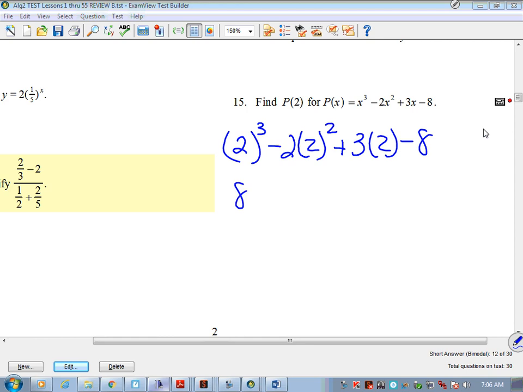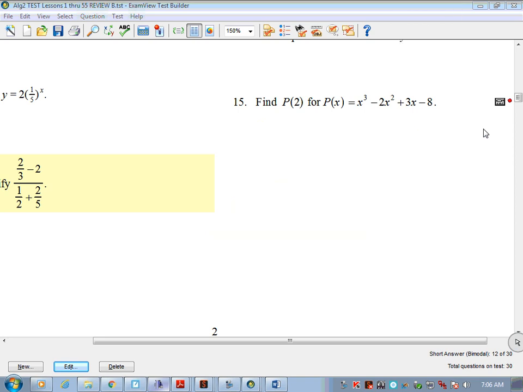2 to the third is 8. Okay, 2 squared is 4. Okay, 2 times 2 is 4. Times negative 2 is going to be negative 8. 3 times 2 is 6. Okay, so my 8s are going to cancel out, and I should get 6 minus 8, which is negative 2. Question number 15. So we get P when P equals 2, my answer is negative 2. All right. Let's come on down to question number 16.